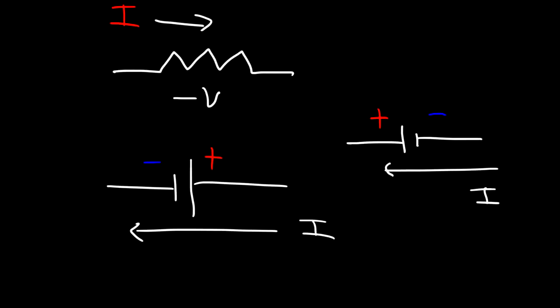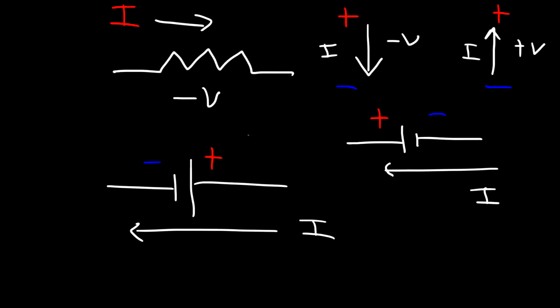Now keep this in mind. Anytime the current flows from, let me put that in blue, a high potential to a low potential, the energy of the charges is being reduced. So it's going to be a negative voltage. Now, anytime it flows in the opposite direction, that is from a low potential to a high potential, then the voltage is increasing. The energy of the charges is increasing.